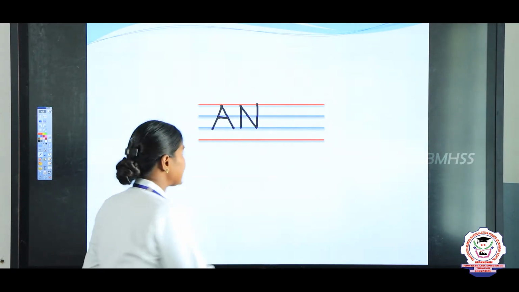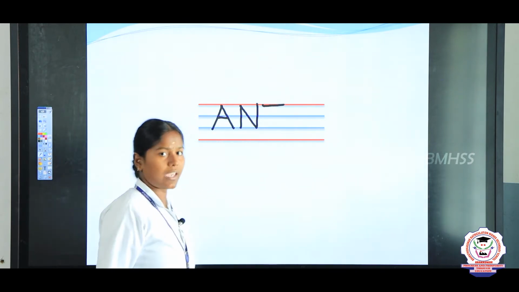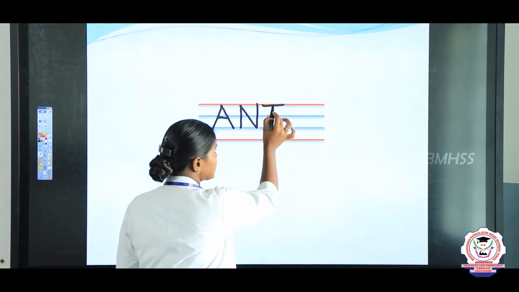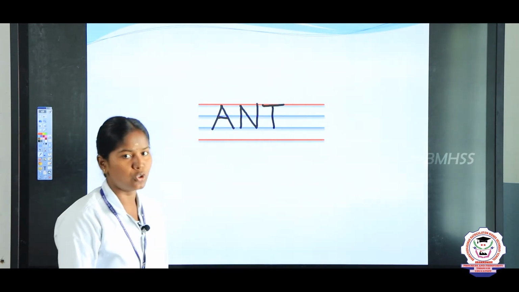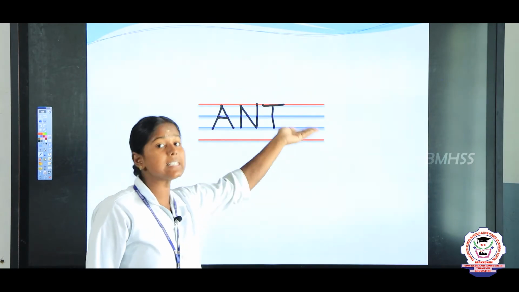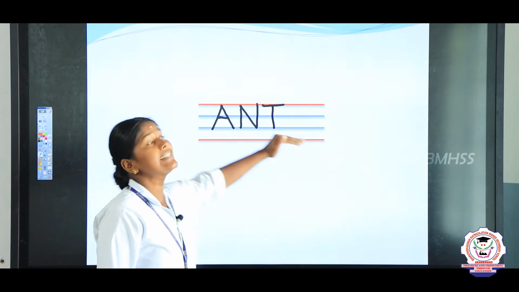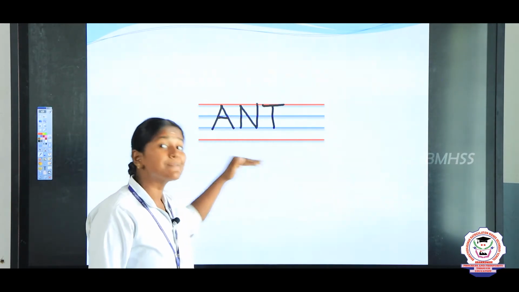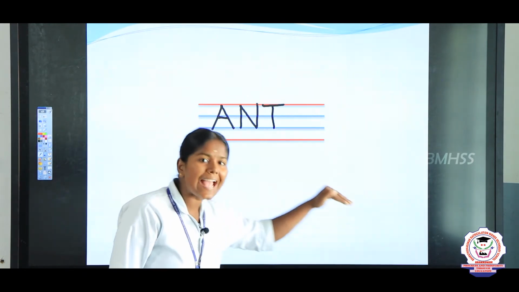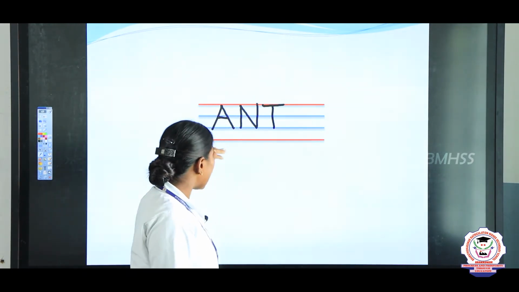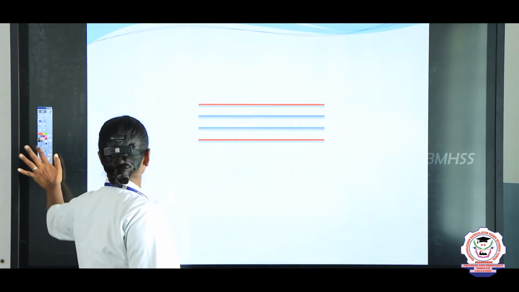To write T, from the top pink line, draw one sleeping line. In the center of the sleeping line, draw one standing line till the bottom blue line. What letter is this? T. Shall we spell it out together? A N T. Ant. Spell it out one more time. A N T. Ant. The spelling of ant is A N T. Good.